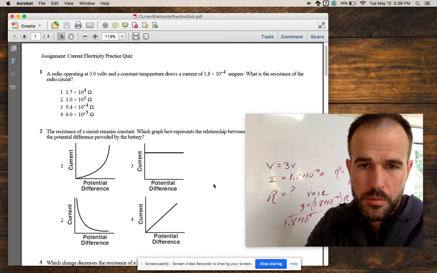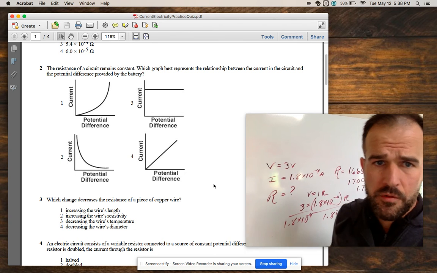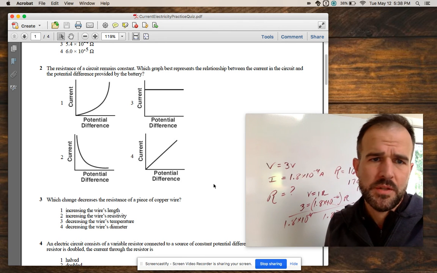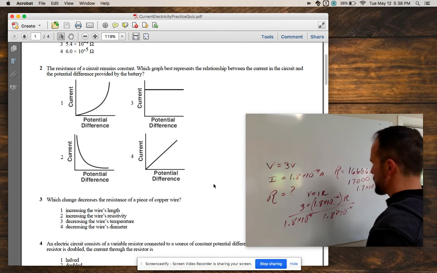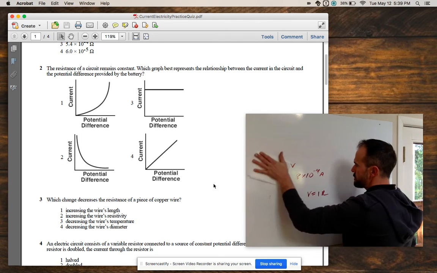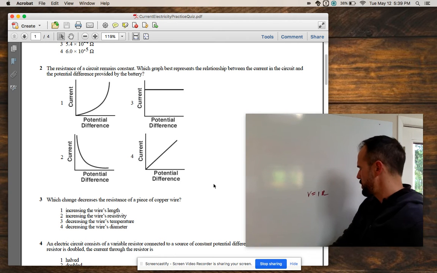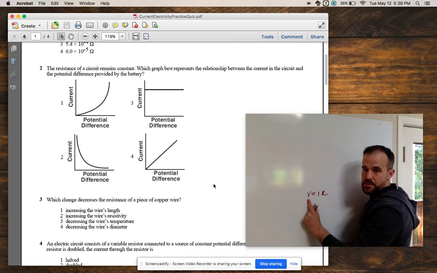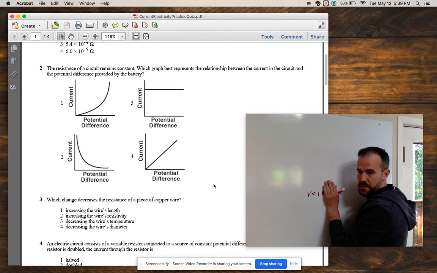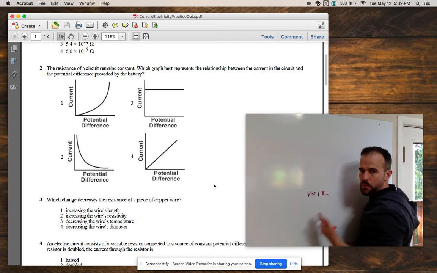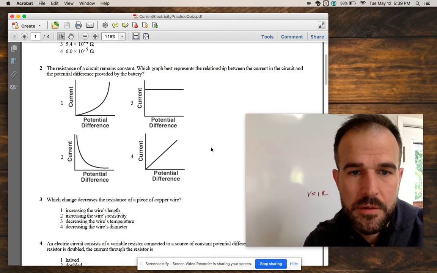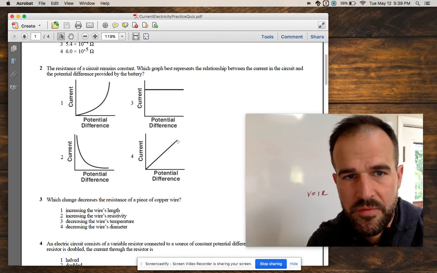All right, so number two, the resistance of a circuit remains constant. Which graph best represents the relation between current and potential difference? So current and potential difference. So I'll just save this Ohm's law right there. So it wants to know the relationship between potential difference, V, voltage is another word for potential difference, and current. So if this stays the same, if one goes up, the other one would have to go up to stay the same. So that's a direct relationship. So if you look at all these pictures here, I see a direct relationship here in number 4.